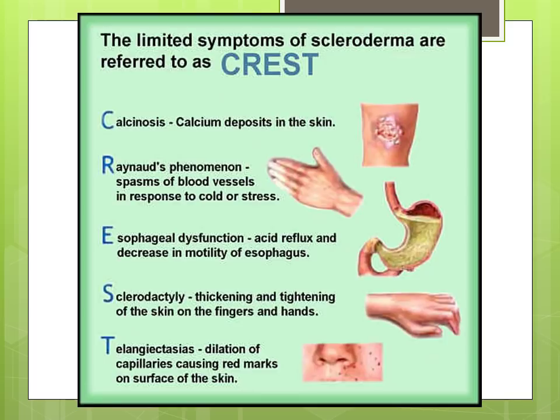And then there's sclerodactyly, which is the thickening and tightening of the skin in the fingers and the hands, and we see that a lot where they become so swollen they are described almost as sausages, and it happens later on in the course of the disease. And then lastly is telangiectasia, which are these red marks that pop up on the surface of the skin as a result of the capillaries dilating. So they're almost described as spider-like.